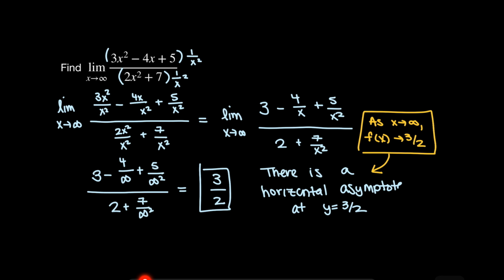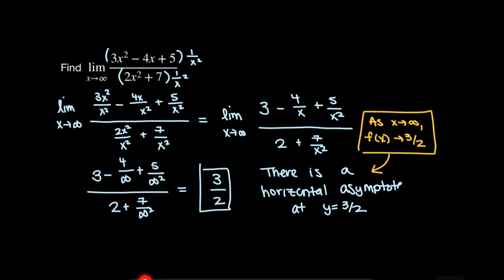And what this limit is telling me is that as x goes to infinity, on the right side of the graph, the y values are approaching 3/2. This is a horizontal asymptote. When you are finding a limit as x goes to infinity, you are finding a horizontal asymptote. You're finding the end behavior.